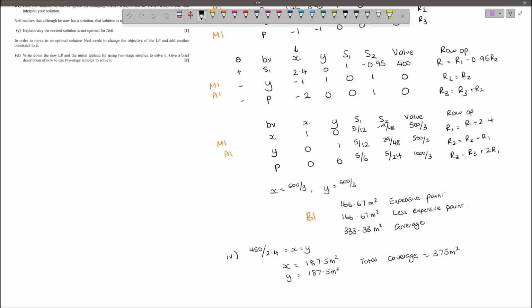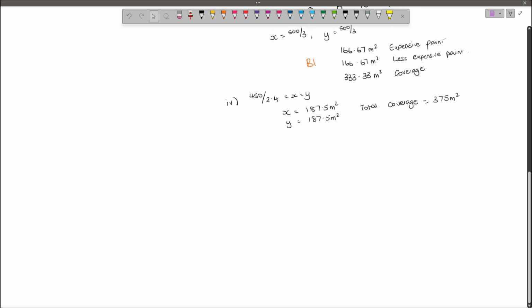Neil needs to change the objective of a linear programming problem and add another constraint to it. And we're going to try and do just that. So let's write down the new problem. Part 5, Neil wants to maximise the amount of expensive paint he uses. So we're maximising P is equal to x.